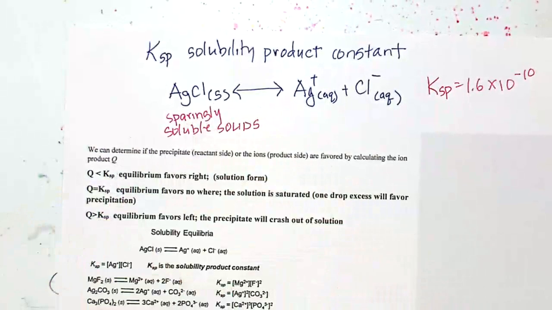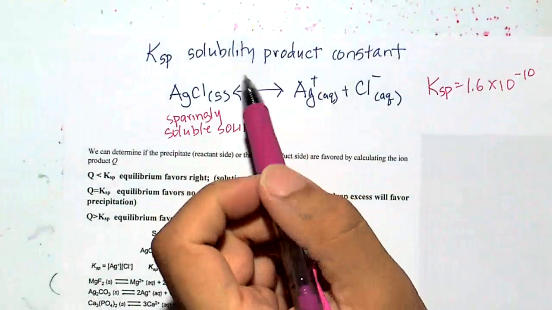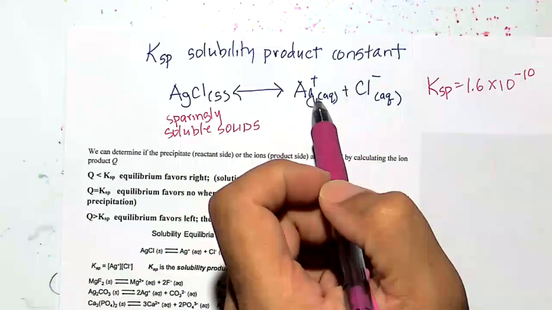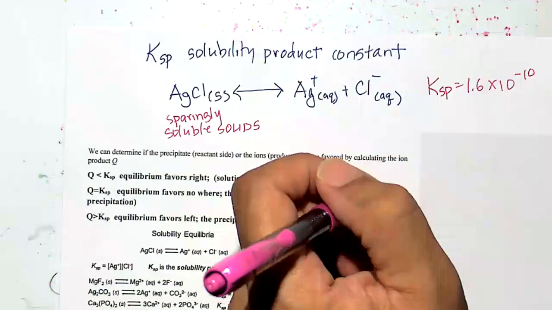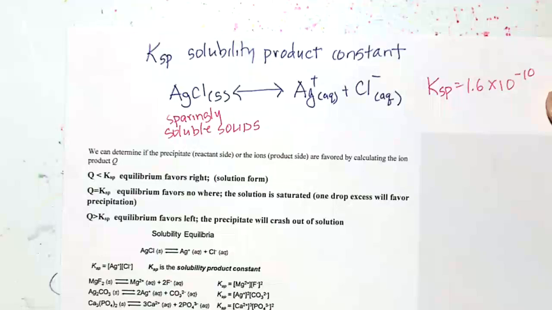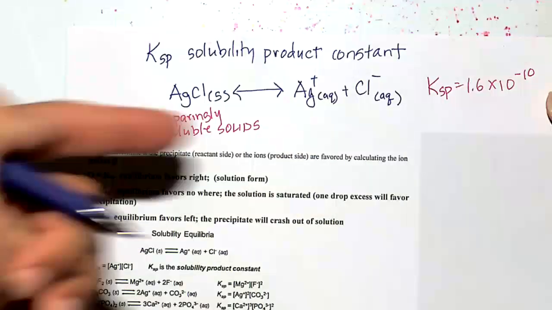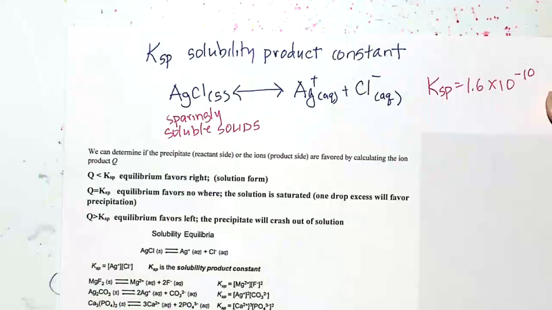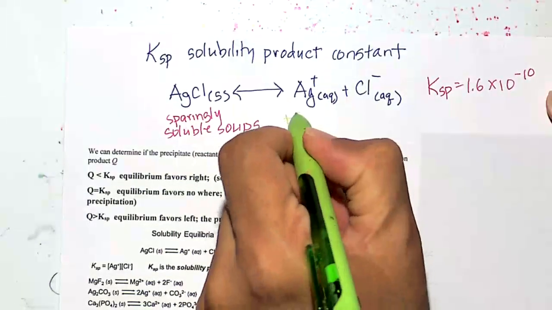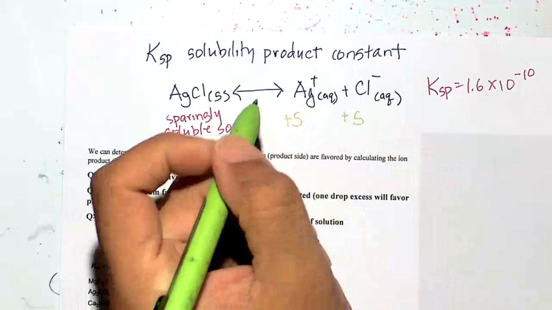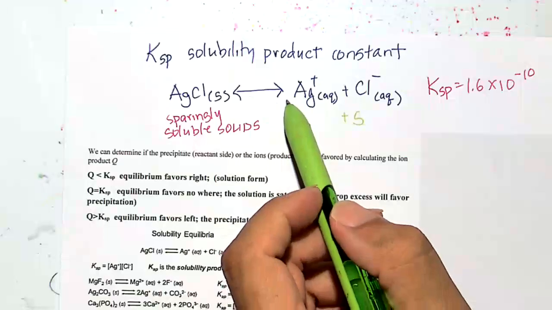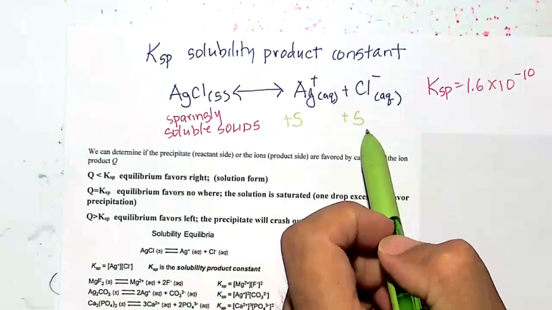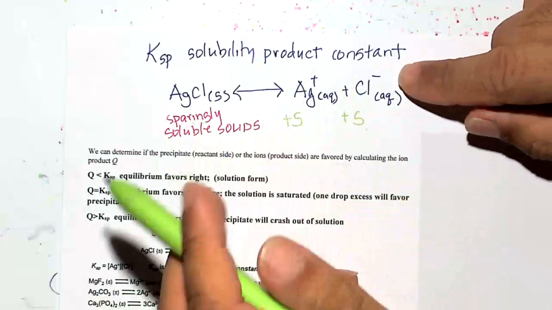This is a solid that can go back into its component ions. In this case, that's Ag plus and Cl minus. So let's just complete this. Some of it that goes back, we're going to call it plus S. This S stands for solubility. Plus S, plus S. This is 1S because there's one Ag plus. This is 1S because there's one Cl minus.